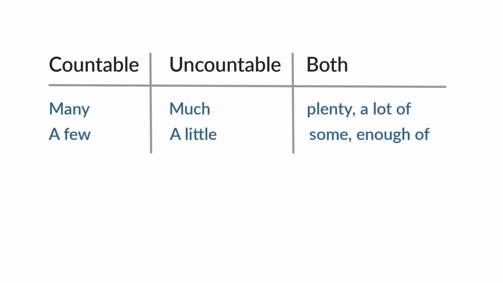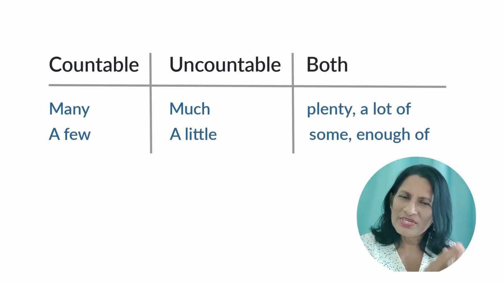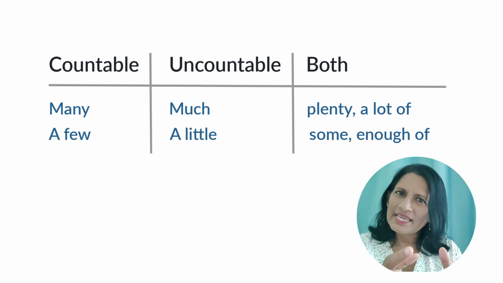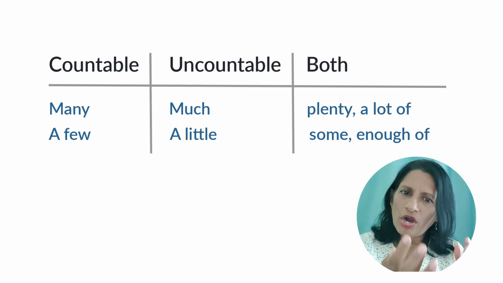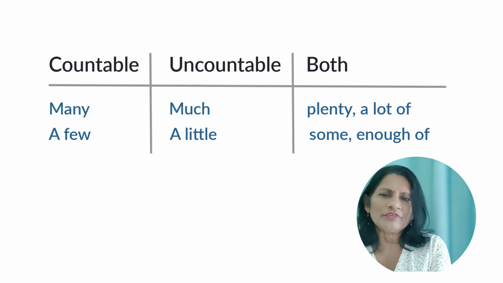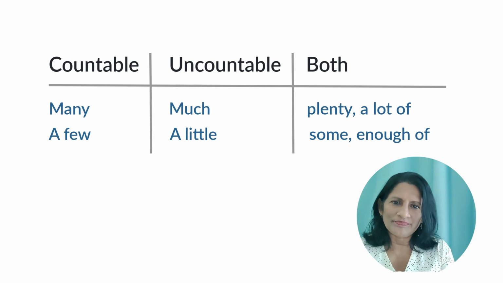Now there are certain words which can be used only for countable, certain words which can be used only for uncountable, and certain words which can be used for both. So look at this chart and try to understand it. Words like many and a few are used for countable. Words like much and a little are used for uncountable. But words like plenty, a lot of, some, enough are used for both.